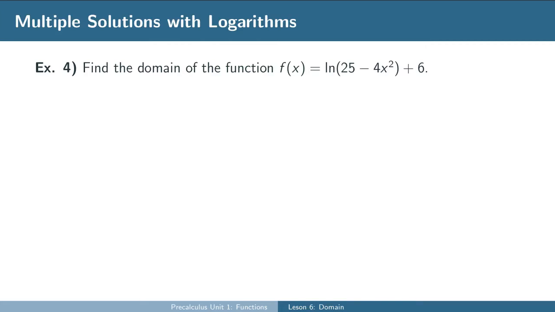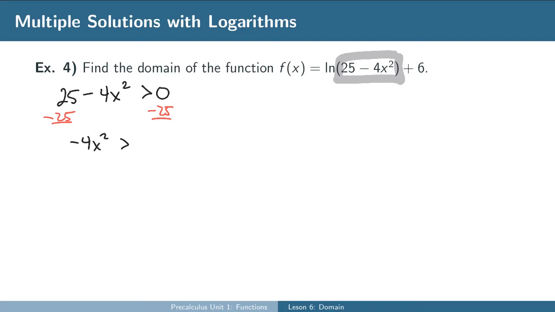So this is an example with multiple solutions with logarithms. I'm going to again take the inside. The plus 6 doesn't impact our domain at all. So I'm going to set up the inequality 25 minus 4x squared is greater than 0. I will subtract 25 from both sides, so I have negative 4x squared is greater than negative 25. And then in dividing both sides by negative 4, just like a previous example we had, my inequality sign will change to x squared is less than 25/4.